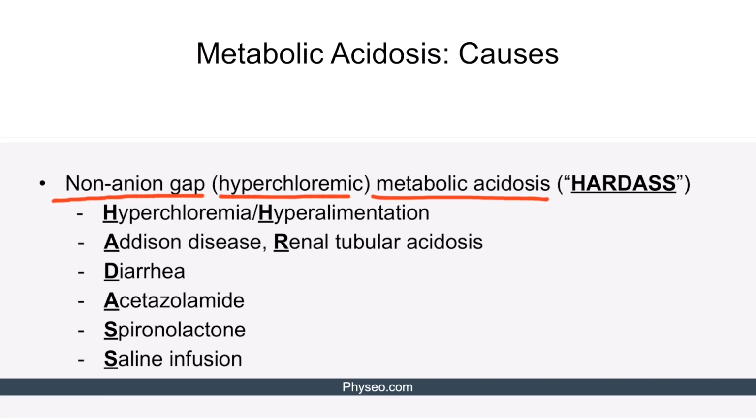Addison's disease or primary adrenal insufficiency is characterized by aldosterone deficiency. Normally, aldosterone stimulates hydrogen ion secretion from the alpha intercalated cells of the collecting tubule. Aldosterone deficiency results in retention of these hydrogen ions and therefore metabolic acidosis. Renal tubular acidosis is the group of renal disorders that causes either excessive bicarbonate loss or hydrogen ion retention. Diarrhea causes non-anion gap metabolic acidosis because diarrheal fluid is rich in bicarbonate, which is lost in stool.